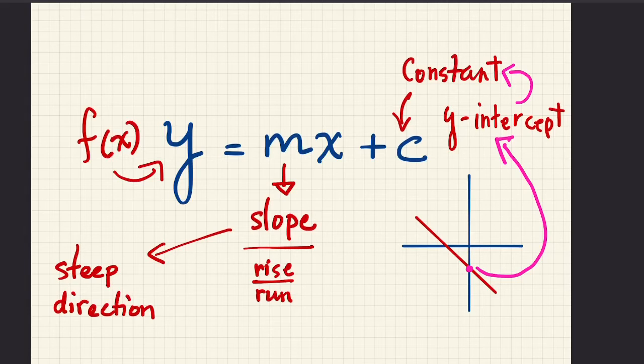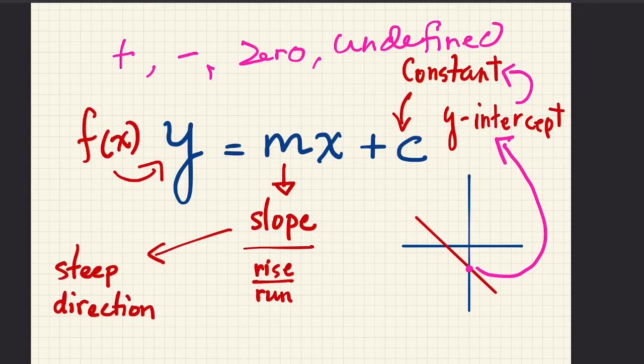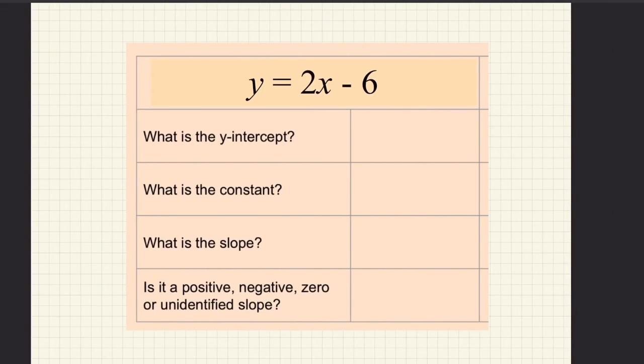So if you know the different parts of the linear equation, then you will be able to solve many problems or identify what the slope is, what the constant is, or what the y-intercept is. You can also identify whether or not you have a positive, negative, zero slope, or undefined slope, just by looking at the equation. So let's look at a sample. Y equals 2x minus 6.